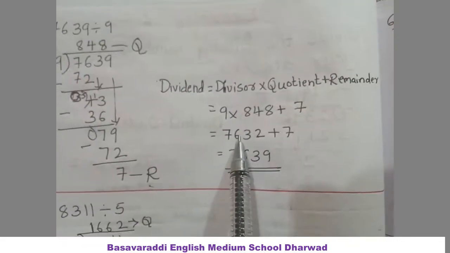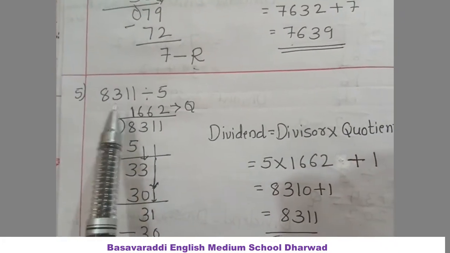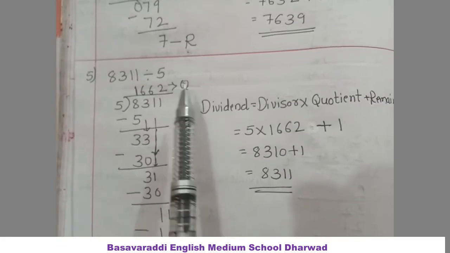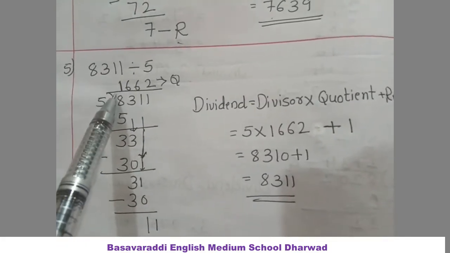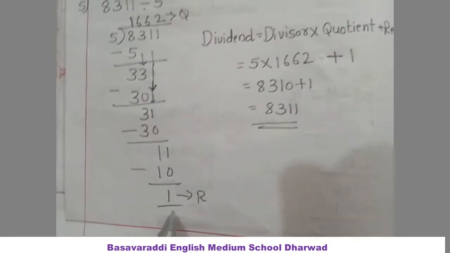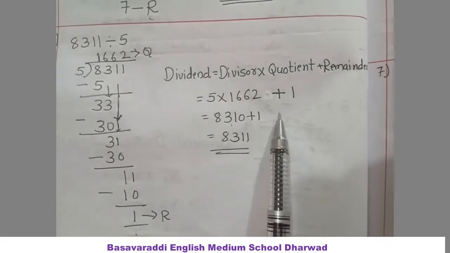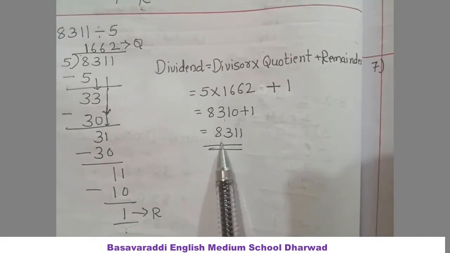Again we have to check this answer. So the answer is 7639. Now this one is the same. 8311 divided by 5. The quotient is 1662. The remainder is 1. So we check the answer, and the answer is 8311.